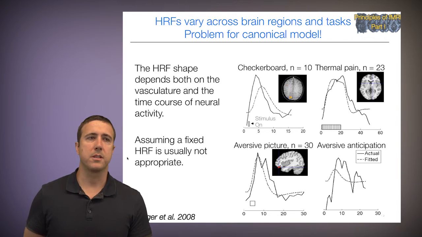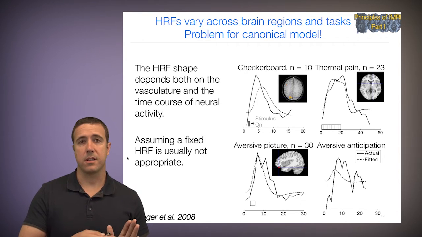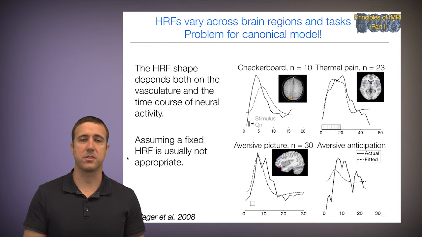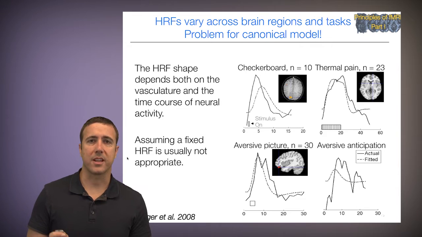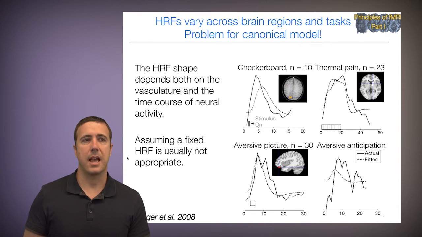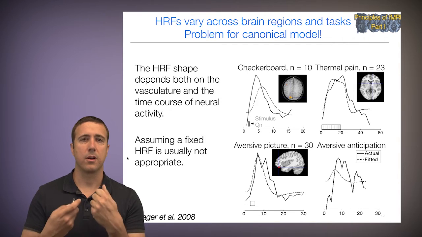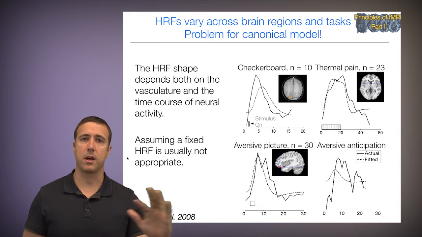On the bottom left, we can see responses to aversive pictures in the orbitofrontal cortex. And here, the actual response is likely to have a sustained duration. So it actually lasts much longer than the actual stimulus itself. So we've missed the duration. And finally, in the bottom right, this is a case in the orbitofrontal cortex where we're looking at aversive anticipation. And here, our assumed impulse response to anticipatory cues is completely wrong. Anticipation has a very different time course leading up to a stimulation.